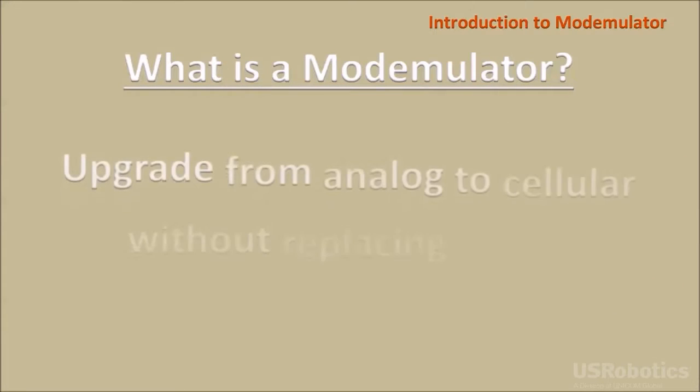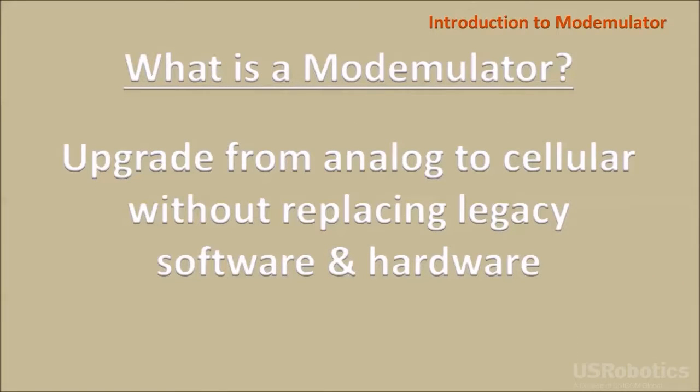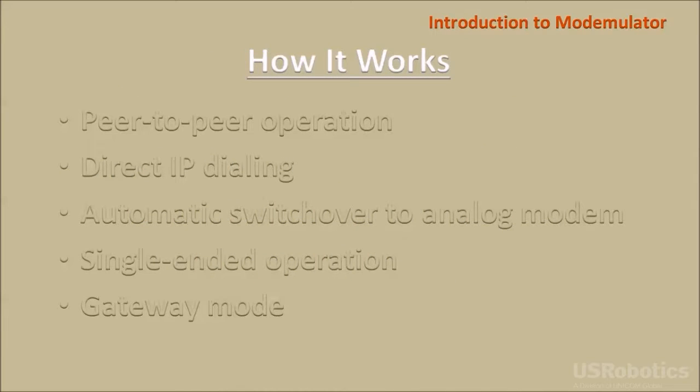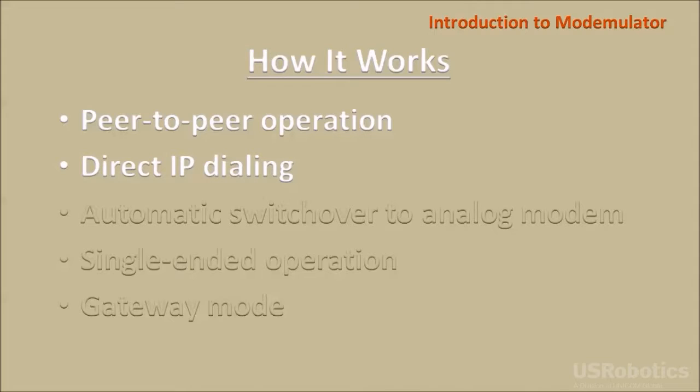The US Robotics Modemulator can upgrade a legacy dial-up system to cellular without replacing all the legacy software and hardware. Let's take a look at the Modemulator's main features and functions that allow it to upgrade many types of legacy dial-up systems to cellular. First, we'll examine Modemulator peer-to-peer operation that emulates the behavior of analog modems and telephone networks. Then I'll show you the direct IP dialing feature that can be used for very large systems or for cases where it is possible to update the dial command within the legacy software.